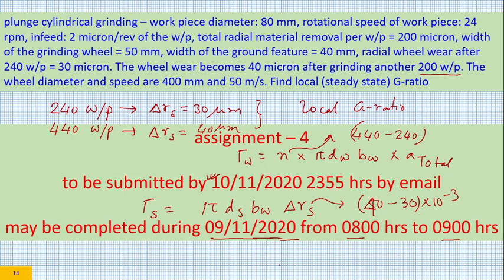Once you do that, you will get the value of local grinding ratio by taking delta gamma W divided by delta gamma S. Please understand, this would be delta gamma S and this would be delta gamma W, because they are increments, not the absolute values. So from that you will be getting the local grinding ratio. This assignment has to be submitted by 10/11/2020.